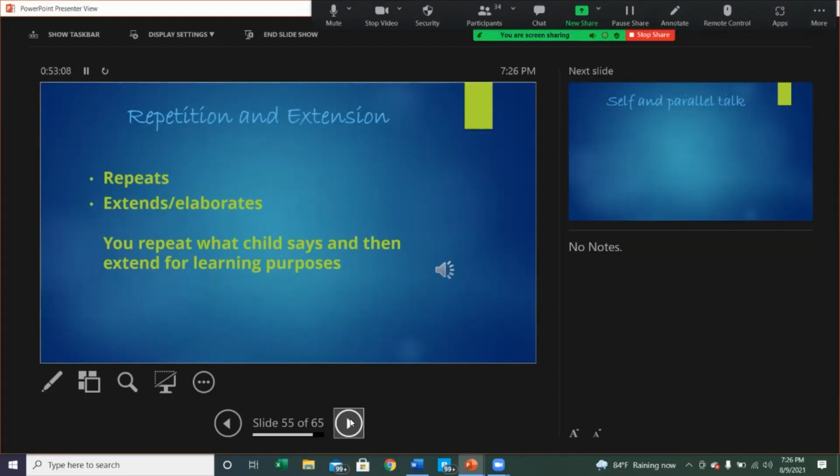So an example of this would be, say a child says, "It's orange." Then you in response would say, "It is orange." And there you're repeating, and then you're extending by saying this: "Did you know if we do not have the color orange, we can mix two colors together and create orange? What two colors could we mix?"